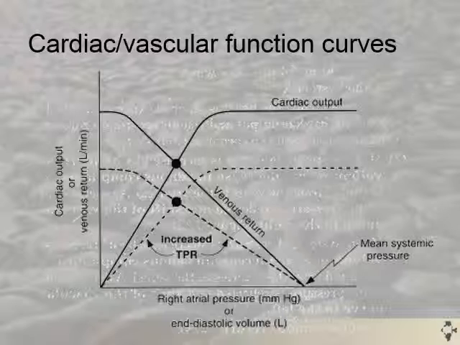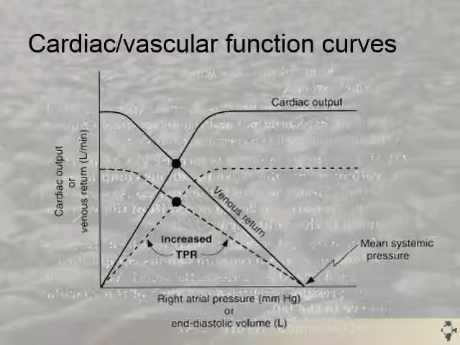Now the opposite curve that starts high at the left-hand side of the figure and decreases is the venous return, or the vascular curve. This is the amount of blood that is returning to the heart in liters per minute, so it's still a volume per minute. The amount of blood that's returning to the heart as a function of that right atrial pressure.